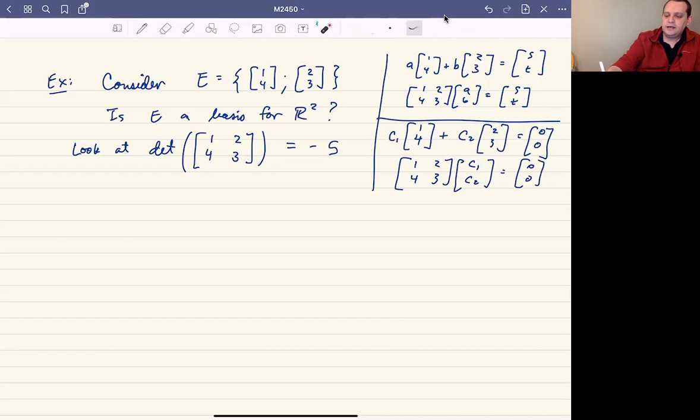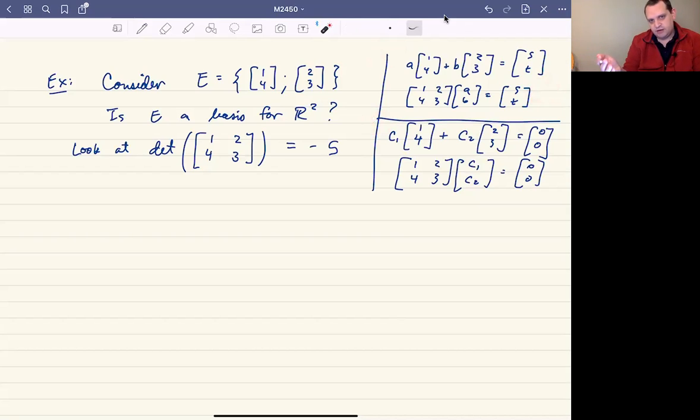Really, these are the same idea that we're using in both of these steps. If you look at the determinant of that matrix, what that's going to tell you is whether or not this system has a unique solution, and you can figure out what that solution is by taking the inverse if you really care.